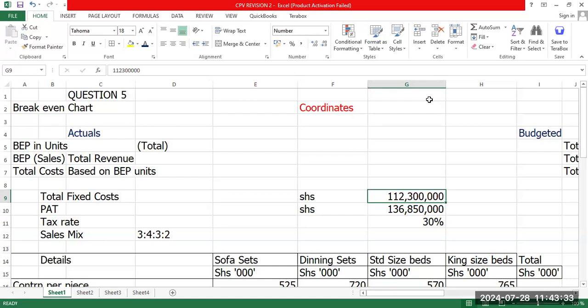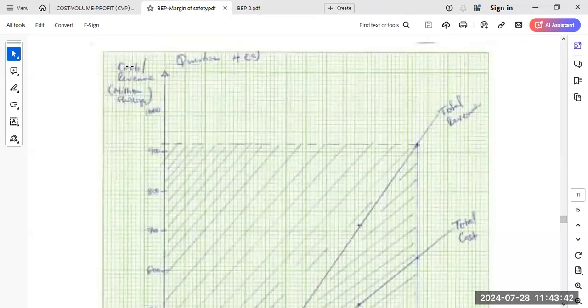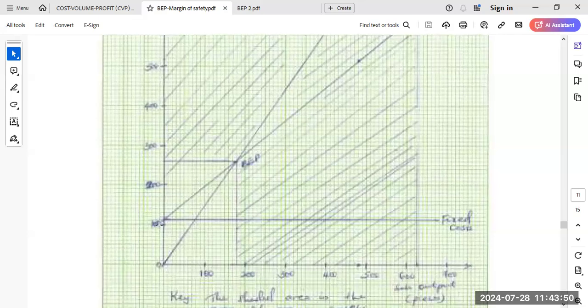So where do you find fixed costs? On the vertical axis, because on the vertical axis, you have revenue and costs. Costs and revenue. So I look for where I have 112 on the vertical axis. This is 100, approximately 112 is here. So I put a horizontal line. Are you now okay on fixed costs? Yes, I'm okay.